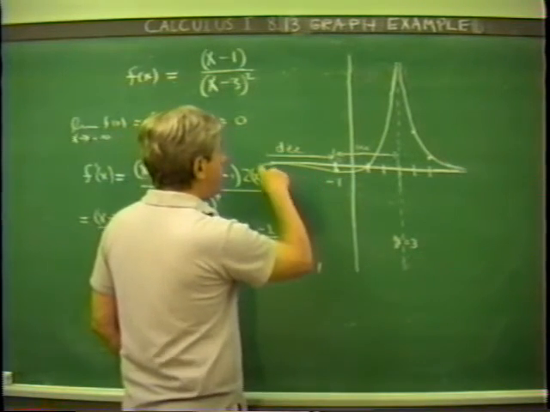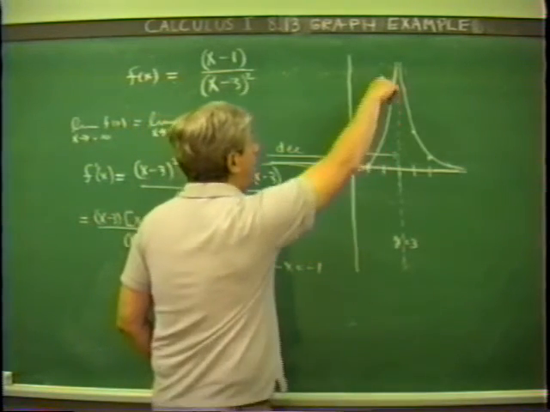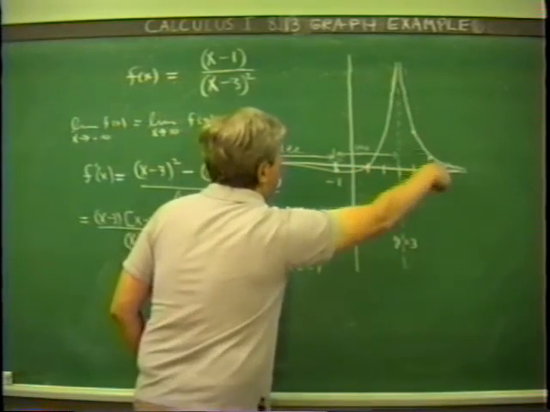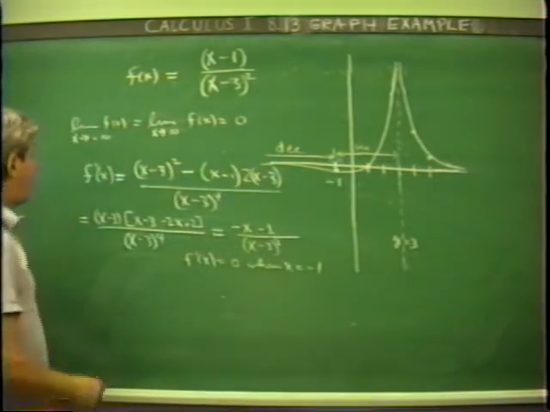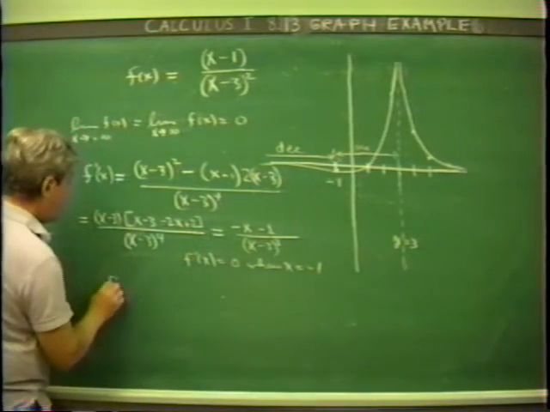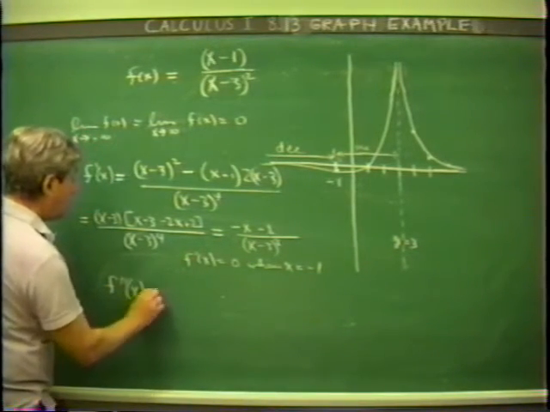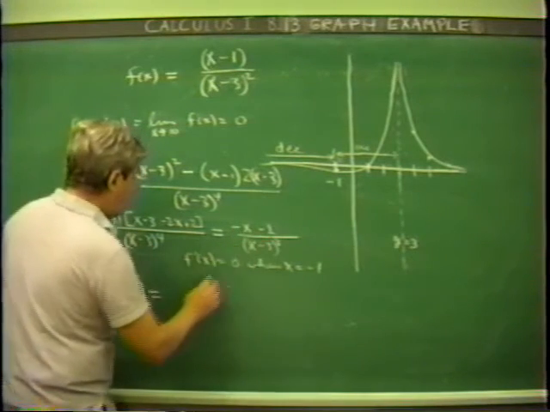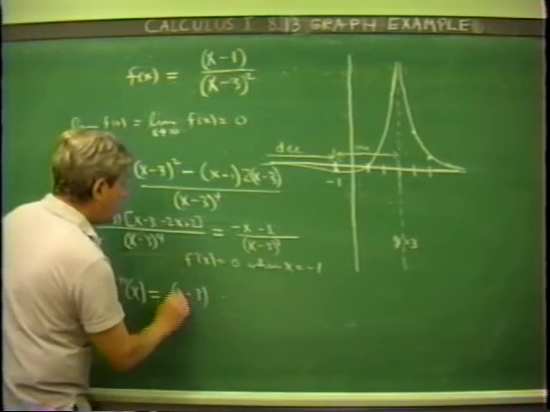Now, I drew this in without really checking the concavity. I expect that this is going to change concavity here. That's to say there's going to be an inflection point over here somewhere. This is going to be concave down, then up, and down and up also over on the right side of x equals 3. Let's check the second derivative.